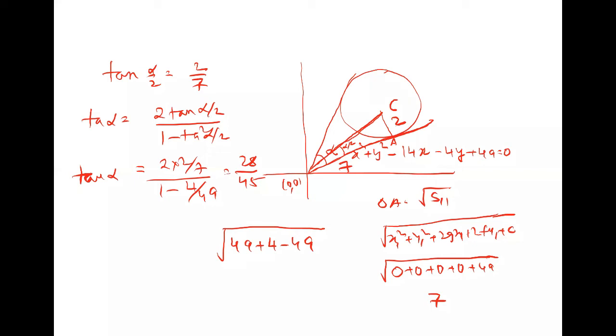Yes, S11 is the equation of a circle only, where x1, y1 is the point from where you have drawn the tangent. OA is the length of tangent. Length of tangent formula is root S11. Root S11 means x1 square plus y1 square plus 2gx1 plus 2fy1 plus c. x1, y1 is origin here, so 0, 0, 0, 0 plus 49. Root 49 is equal to 7. Clear?